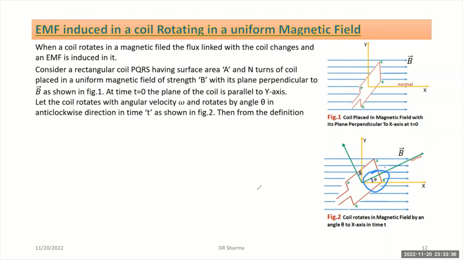Now check the normal in the first case, or the initial condition, is along the x-axis and the plane is along the y-axis. But as the coil rotates, the normal rotates by the same angle as the coil, and now it makes angle theta with the x-axis. From the definition, we know that omega is equal to theta upon t. This implies theta is equal to omega t.